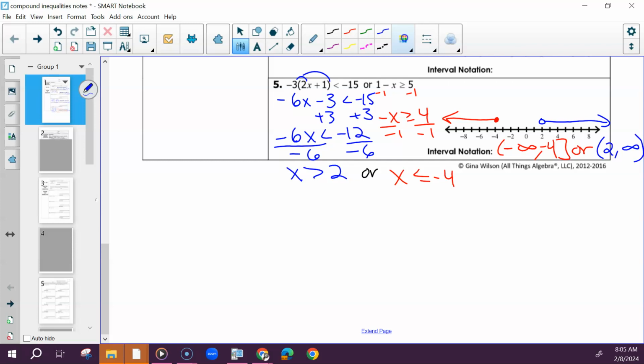So, or inequalities aren't much different than just solving inequalities in general. You're just doing two of them, graphing them both on the same line, and they graph apart. Any questions on or inequalities?